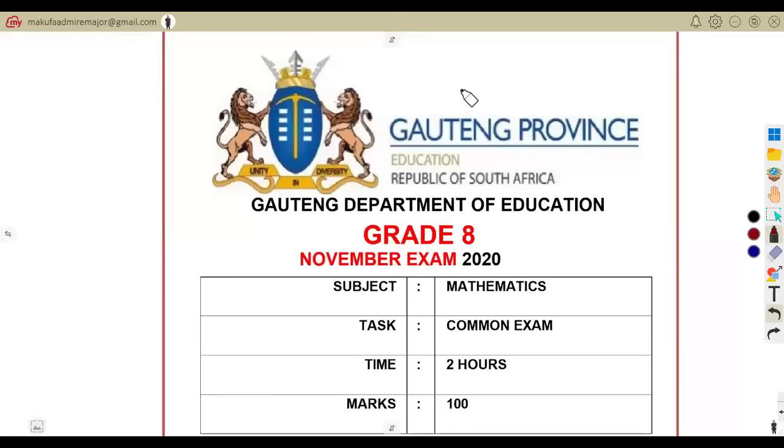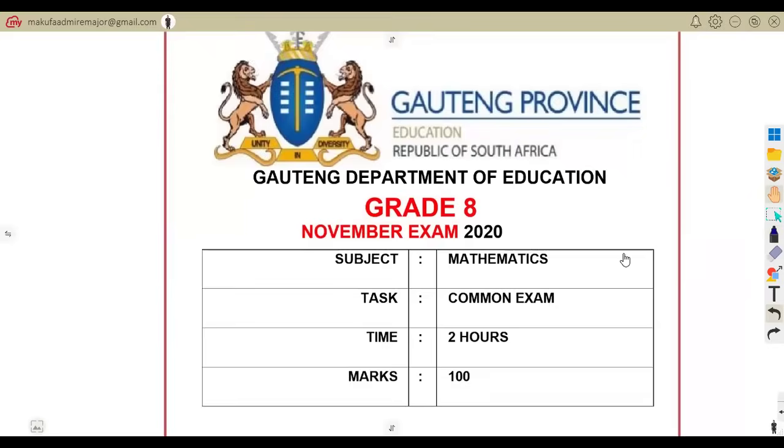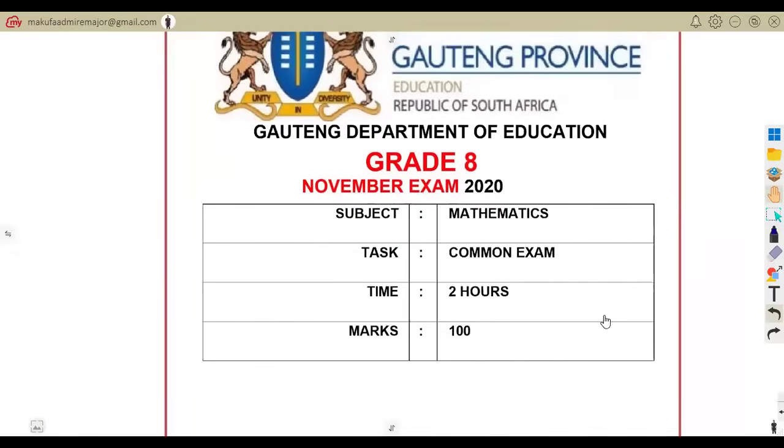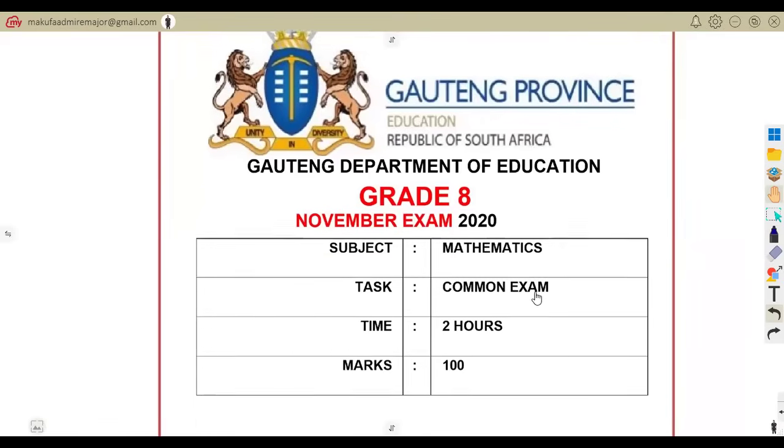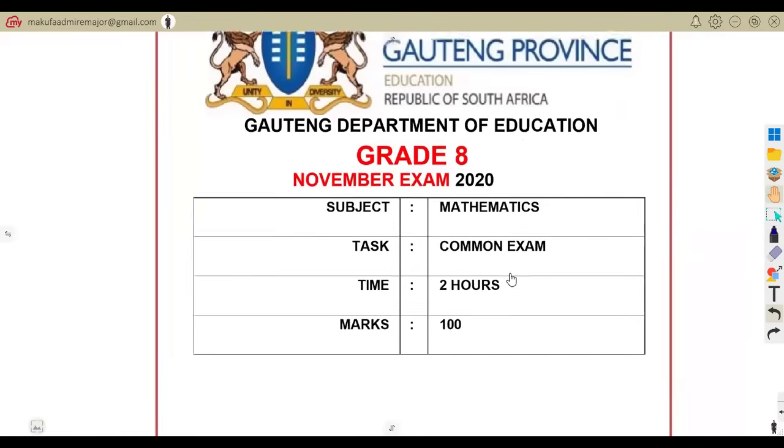So as we had our revisions before, we are going to consider another exam question, which is important that we do understand. A lot of questions are very similar to what you might have in your final exam. This is from the Gauteng Department of Education, November 2020 exam.